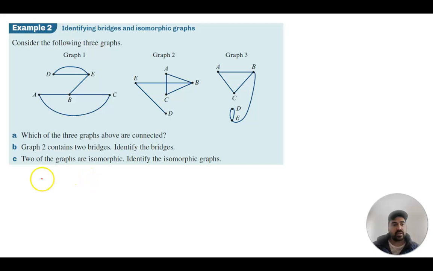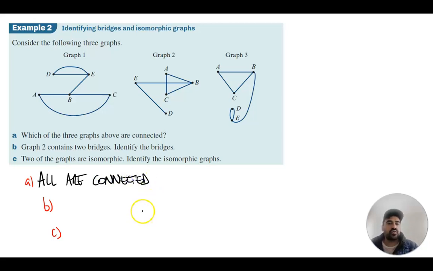So on your sheet, you're going to copy these examples here for A, B, and C. A is asking which of these three graphs above are connected. I can't necessarily see any isolated section or vertex by themselves, so all are connected in this case. Question B, graph 2 contains two bridges. We're going to identify what those bridges are.